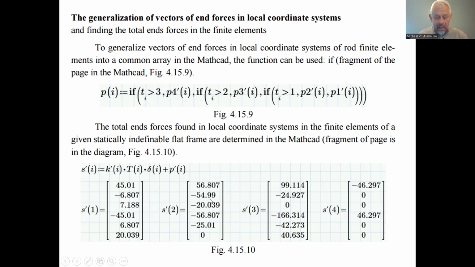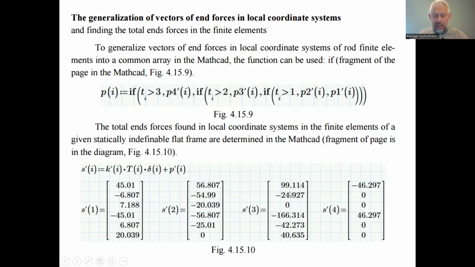And this is the transverse force, and this is the transverse force as well, and the bending moment at the beginning and at the end of the finite element. So we can consider that the bending moment at the beginning of the second finite element is equivalent to the bending moment at the end of the first finite element, because they are rigidly connected in corner number 2, the second node of the mechanical system.